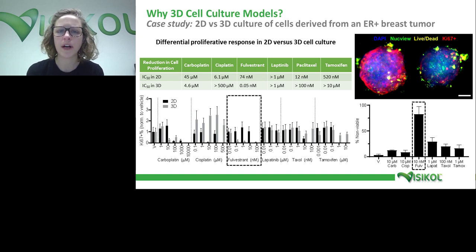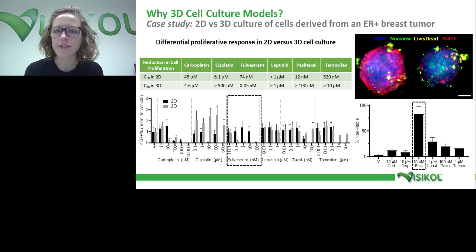So we did a simple comparison of a number of anti-neoplastic agents here. And I'd like to draw your attention in particular to fulvestrant, which is boxed in a dotted black box here. What we saw is that the breast cancer cells, this wood cell line, was much more sensitive to treatment with fulvestrant when it was cultured in 3D versus cultured in 2D. And this is a bit counterintuitive because you would think if cells are cultured in 2D, they're much more exposed to a drug, so you'd think that they'd be more sensitive.